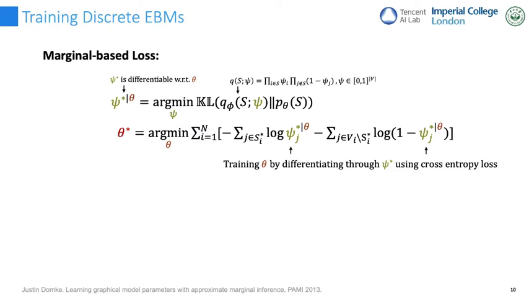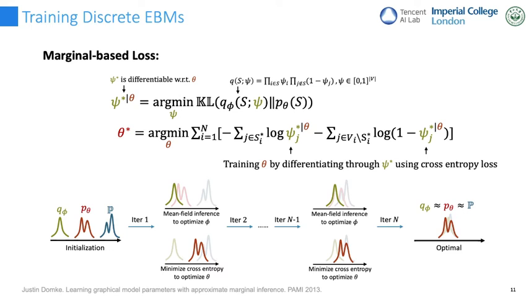Note that by using mean field variational inference, the optimal variational parameter psi is differentiable with respect to the parameter of the energy-based model. Therefore, we could train parameter theta by differentiating through psi star using cross-entropy loss. To summarize, we loop these two steps for multiple iterations. In each iteration, we first fit the variational distribution Q to catch up with the model P by mean field inference. Then, we push the model P to the data distribution using cross-entropy under the guidance of the surrogate distribution Q.